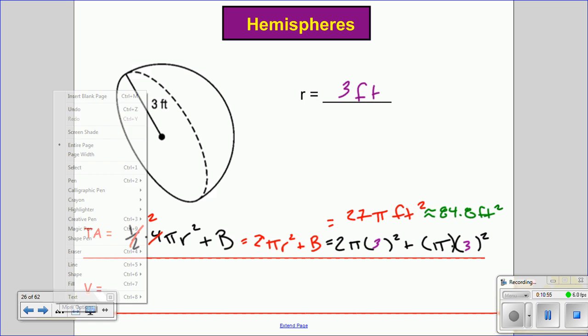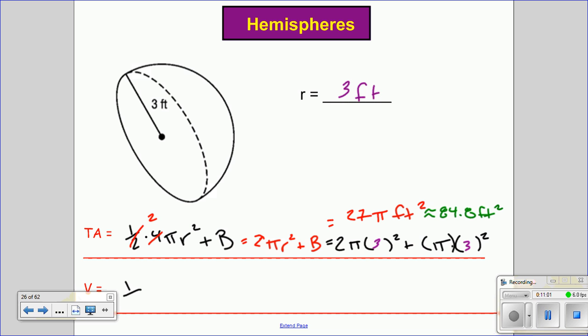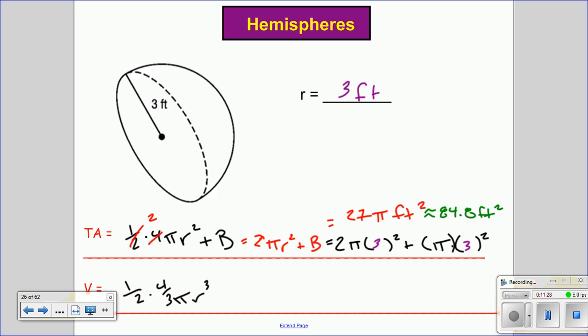Now for the volume, you're going to take half of the volume formula. So that will be half of 4 over 3 pi radius cubed. And if I take half of 4/3, it's the same thing as taking 2/3 pi radius cubed.